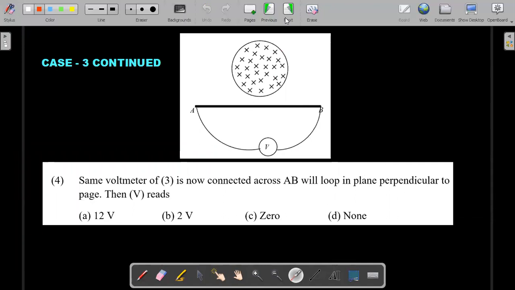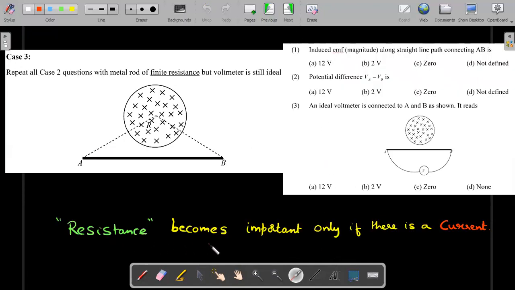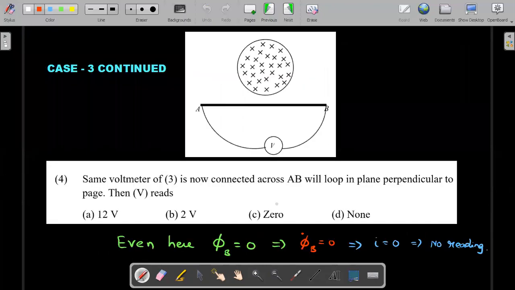In all the 4 cases, the answer for the 3rd one, as you could see at the bottom I'm writing, resistance becomes important only if there is a current. So the answers for the third passage, this was a very straightforward passage once you get the original value. This is 2 volt, and VA minus VB all are wrong, and you end up getting minus 2 volt. And if an ideal voltmeter is connected to A and B, then the reading would be 0. There won't be any current flowing through that. And even here the phi b will be 0, and therefore phi b dot is 0, I is 0, therefore no reading for the fourth question too. So 3 passages are done. The second and third were just twins of each other.